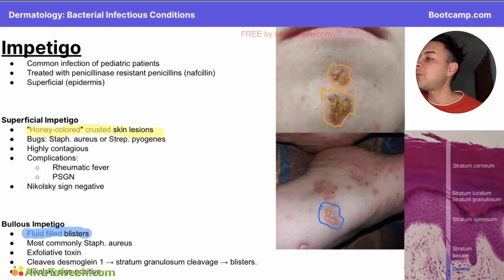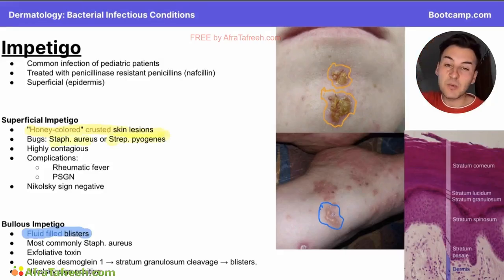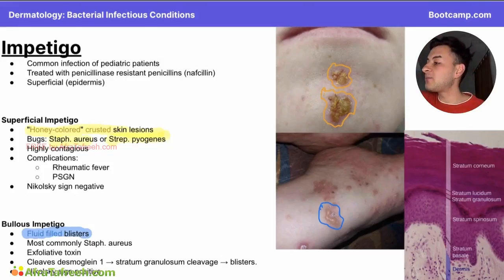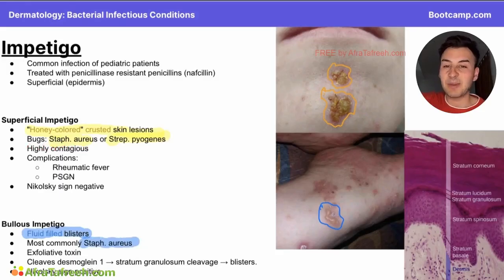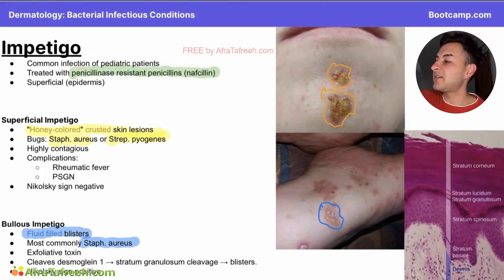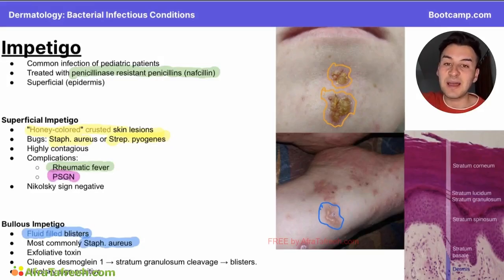In terms of the microbiology, superficial impetigo is usually going to be caused by Staph aureus or Strep pyogenes. Whereas bullous impetigo is going to be more Staph aureus as opposed to strep. So that's how you can differentiate these based on microbiology. Treatment is really important because this is a really infectious condition, but treating also helps us prevent rheumatic fever, which I'm going to highlight in green because it can be prevented with our antimicrobial therapy. Whereas post-strep glomerulonephritis cannot be prevented with antibiotics, and it is a sequelae of our strep infections like superficial impetigo.